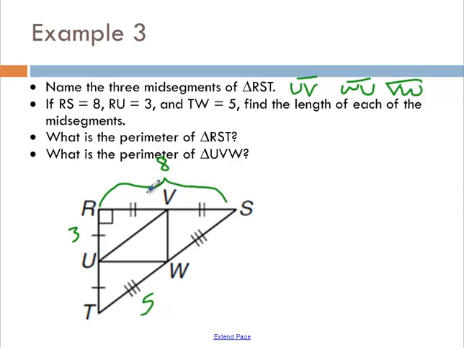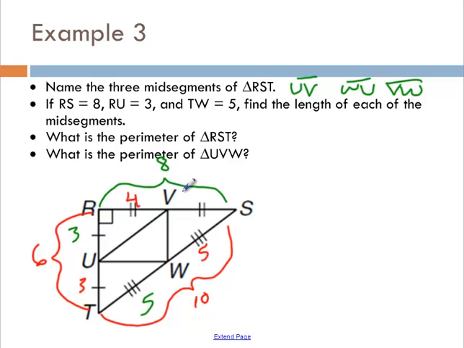So, since RU is 3, I know that this entire side is 6, and that this is 3. Since TW is 5, I know this entire side is 10, and this is 5. And these are both 4 because it's a midpoint. So, half of 8 is 4, half of 10 is 5, half of 6 is 3.